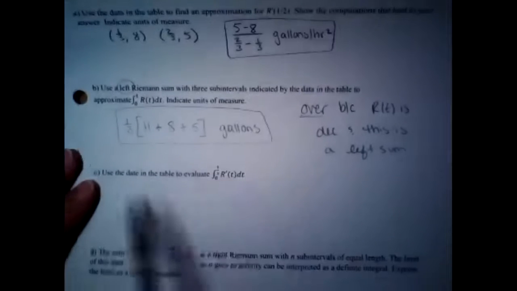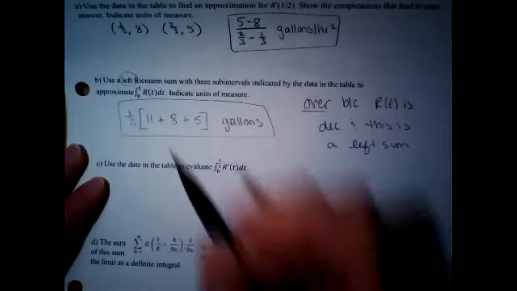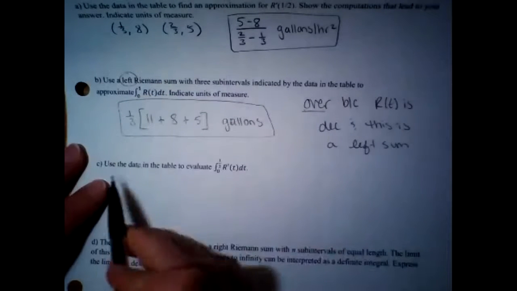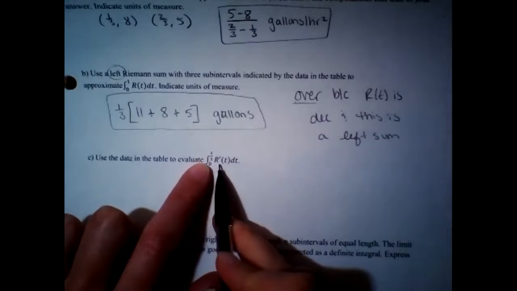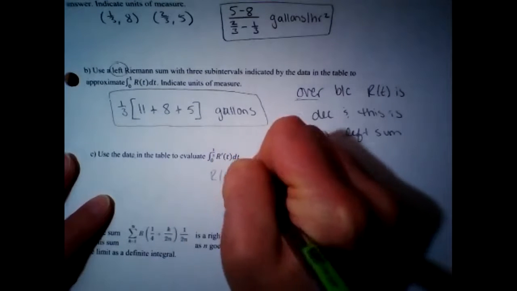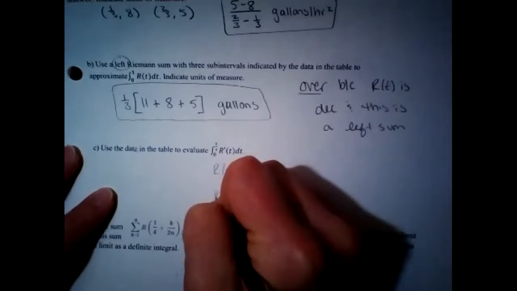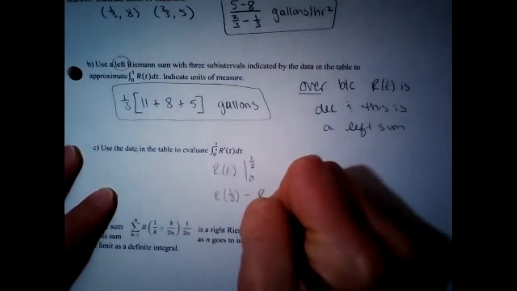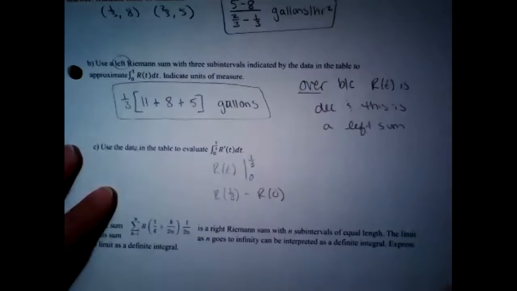All right, letter C. Use the data in the table. Oh, that's a typo as well. Let me go back and fix that. Use the data in the table to evaluate. Now this is an integral of a derivative, so those are going to cancel out. This is like one of the homework ones we did. We have an integral of r prime. That's just going to be r of t from 0 to 1/3. It is upper boundary minus lower boundary, and we just have to find those values in the table.